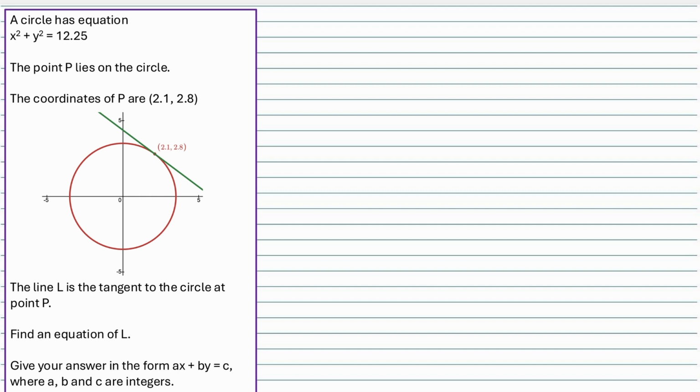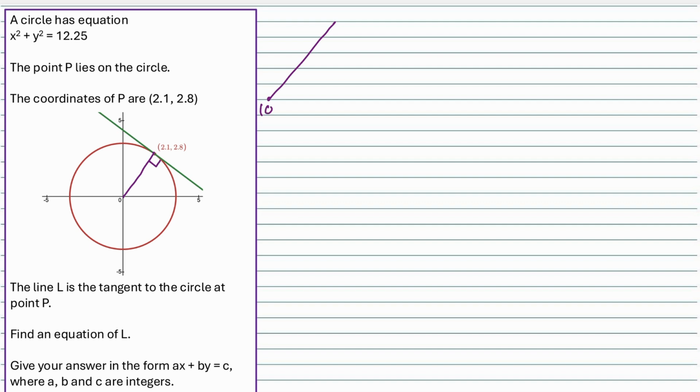So the first thing we'll do is draw a radius from the origin to the tangent. Now we know that the angle between a radius and a tangent is perpendicular. This is 90 degrees. So then we also know that the gradient of a tangent will be the negative reciprocal of the gradient of this radius. So we can begin by finding the gradient of a radius.